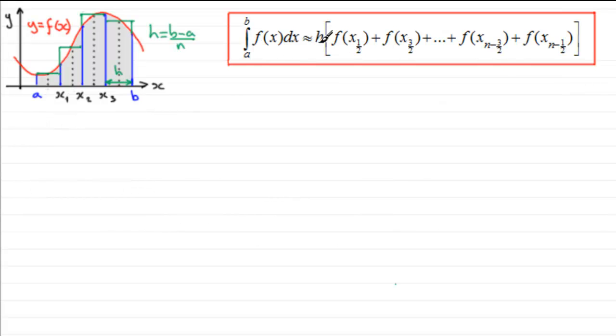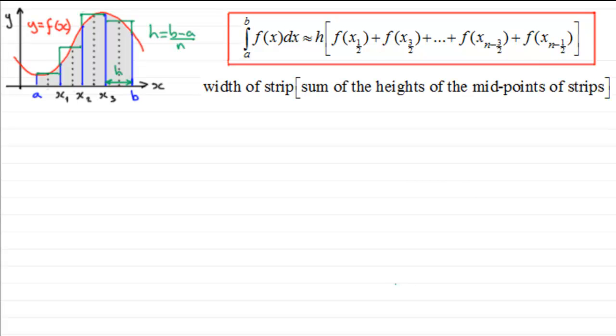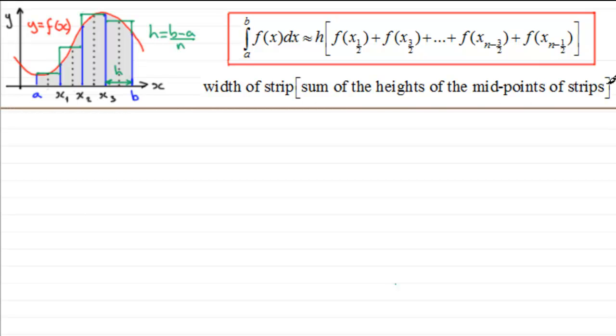And it's also useful to see this formula in a worded form. What we're doing is, h is the width of a strip. And then for all these values here, we're multiplying h, the width of a strip, by the sum of all the heights of the midpoints of the strips. So what I'd like to do now is just to do a couple of examples that demonstrate how easy it is to apply this particular rule.